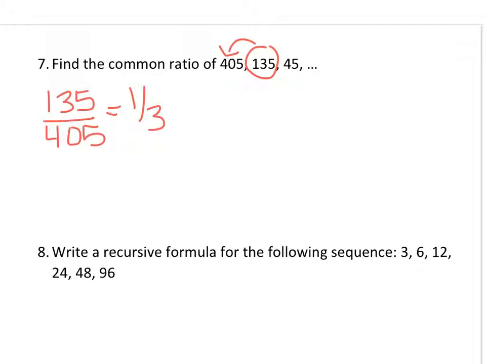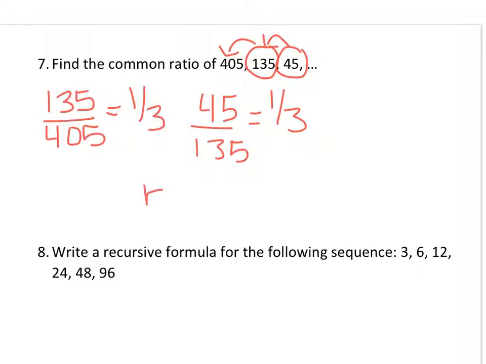So 135 divided by 405, enter, and then Math, Enter, and you should get 1/3. Same thing for 45 divided by 135. It's going to give us 1/3. So our common ratio is 1/3. Okay.